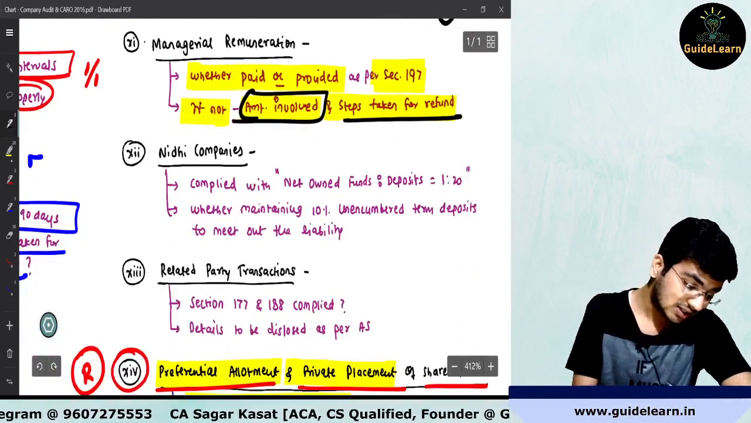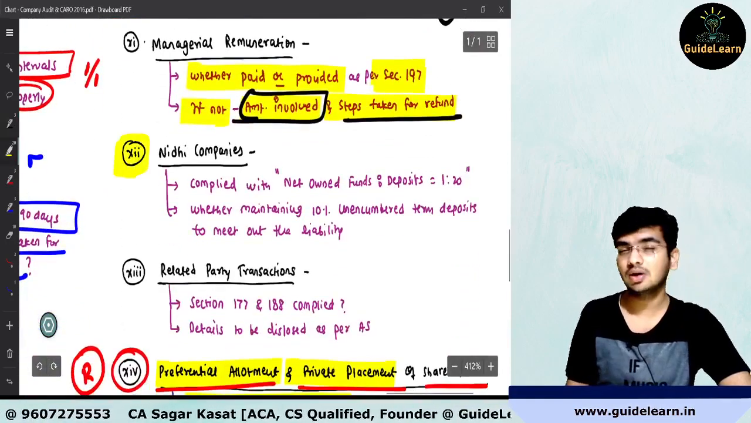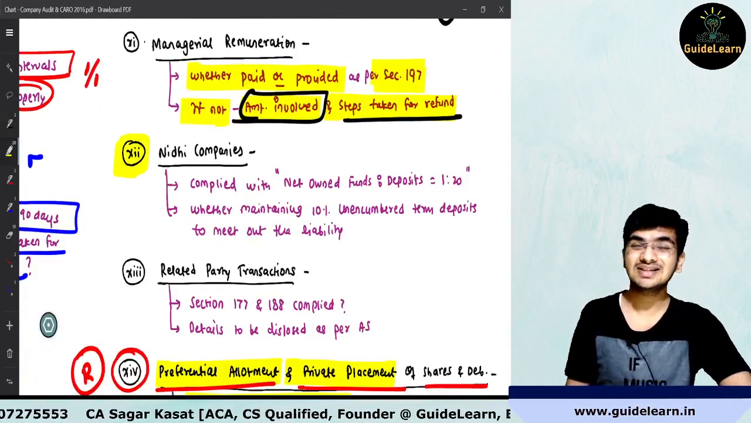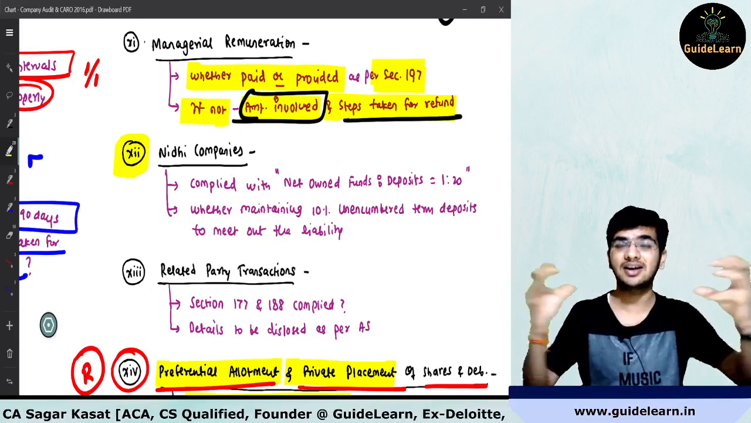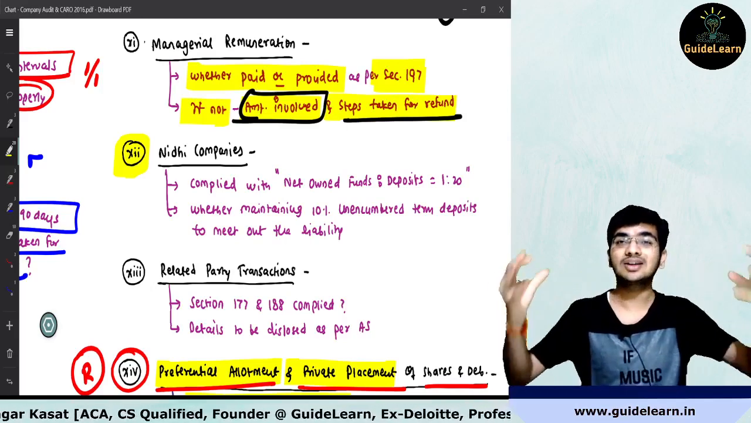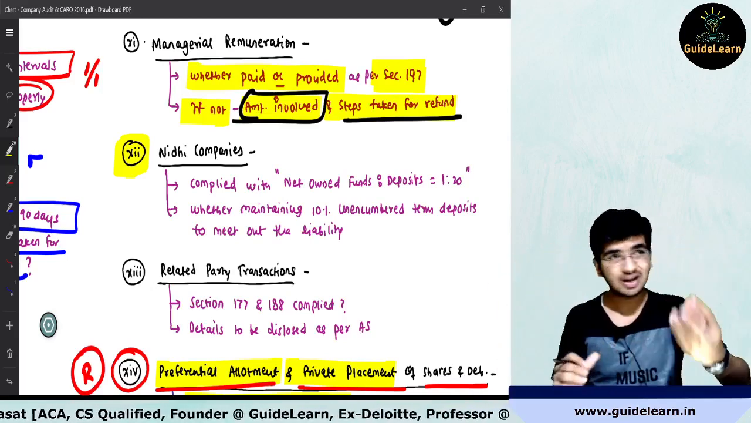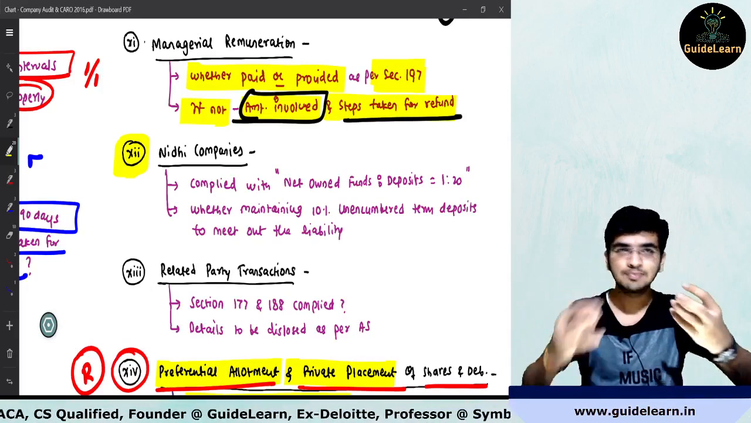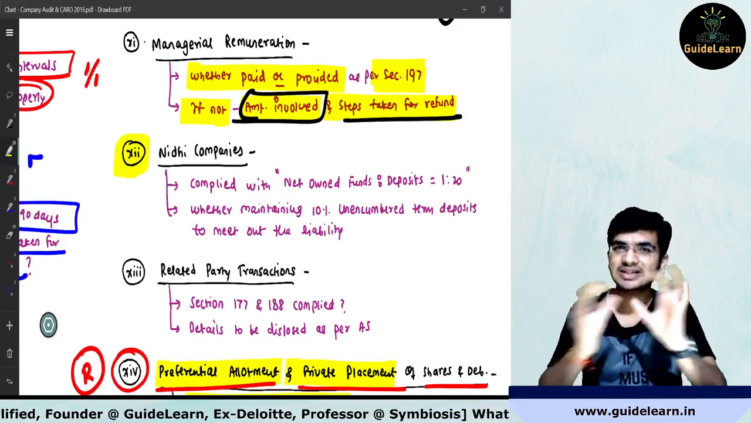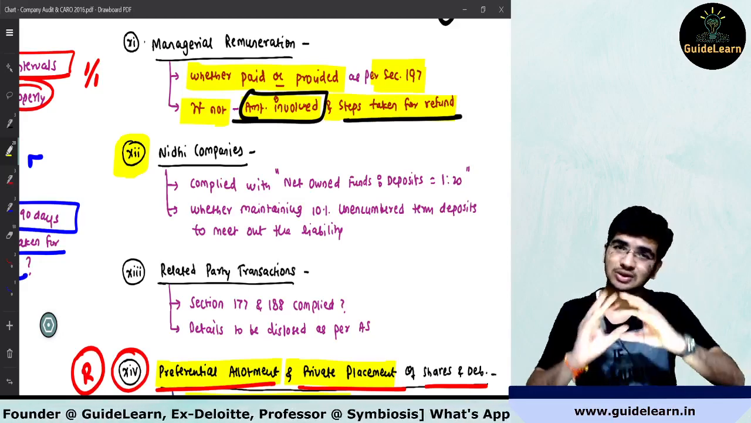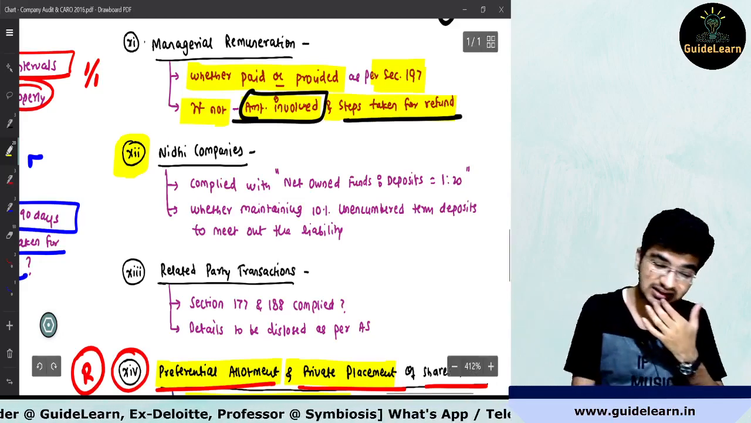Next thing, clause number 12. Clause number 12 talks about Nidhi companies. Basically, these are companies which work only for a certain restricted number of people, who are the members of that company. So they will be doing lending and borrowing of money within the members itself. They'll work for themselves only. So these are specific member-based companies, Nidhi companies.